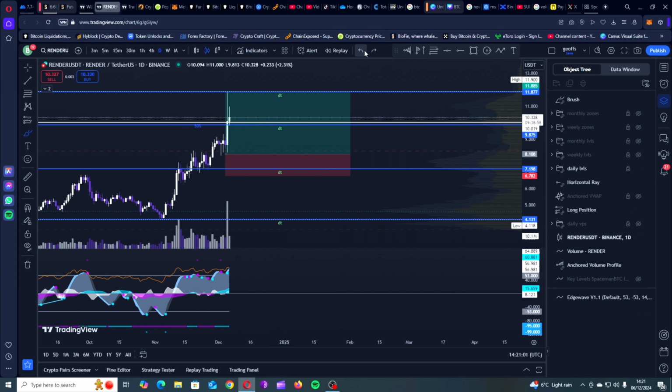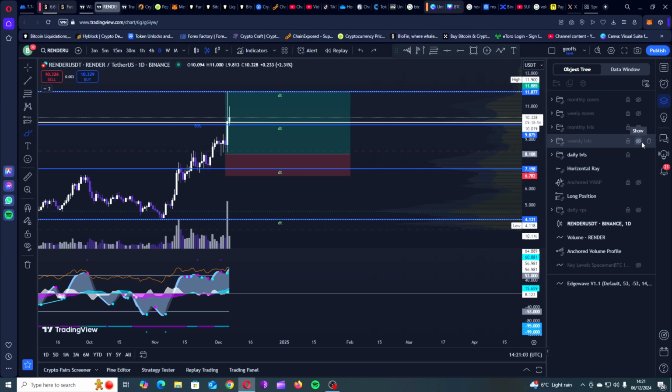So that's what we're looking at. Like I say, we've got high impact news. I think it was the unemployment data today. All week we've had high impact news. The market will calm down at some point.